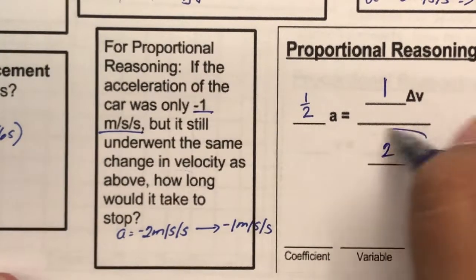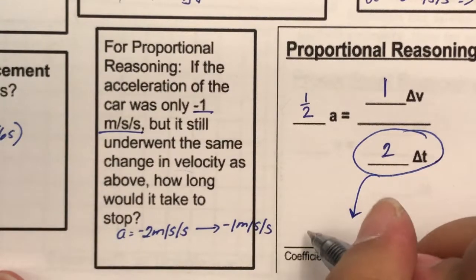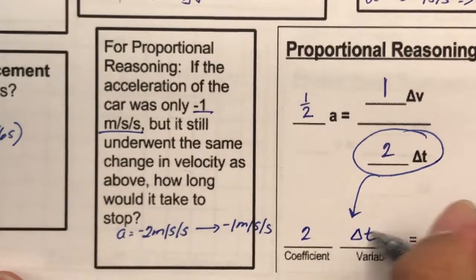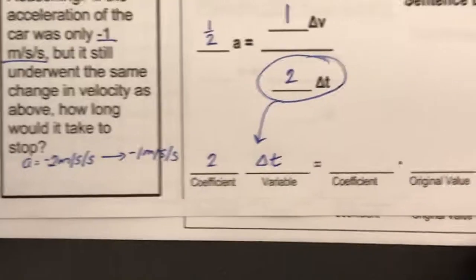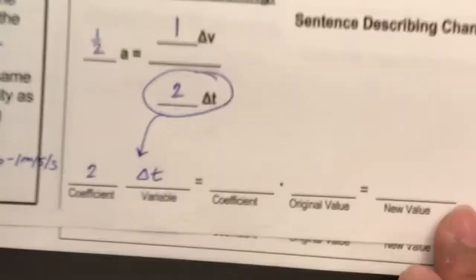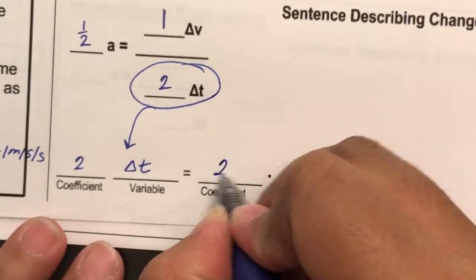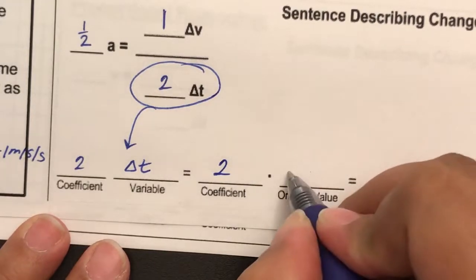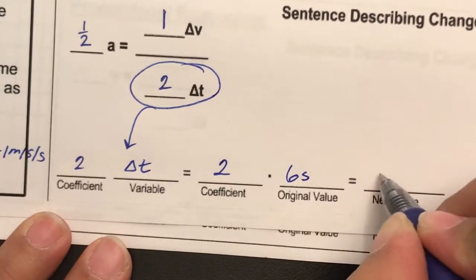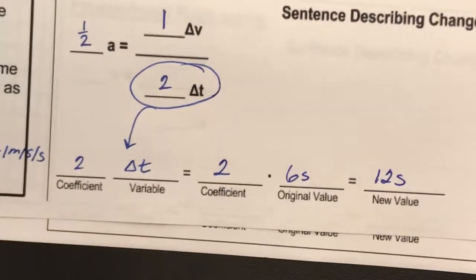Since this was our last one to fill out, we are going to put that in our variable spot. All right, and so our coefficient of 2, our original change in time was 6 seconds, so our new value is going to be 12 seconds.